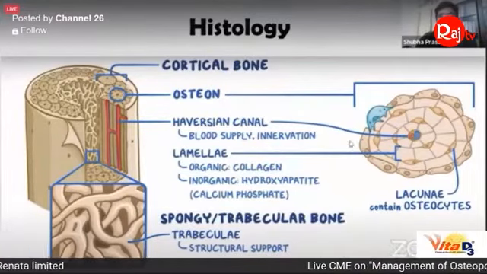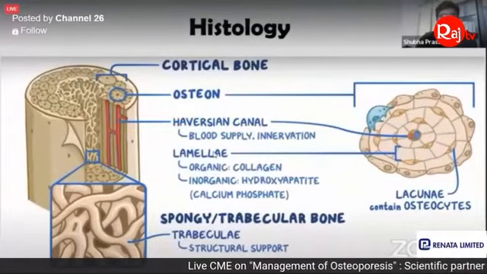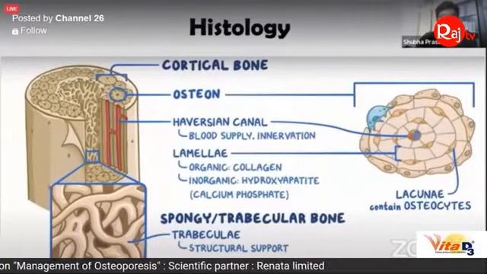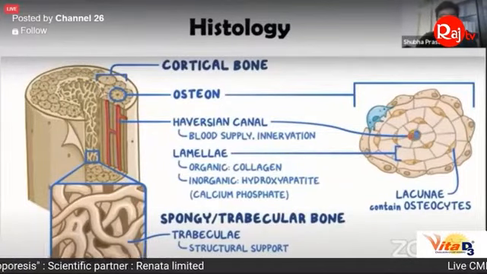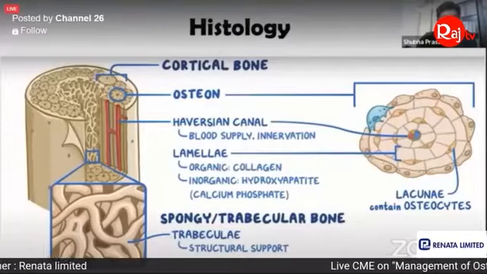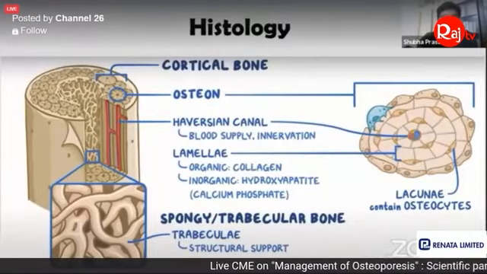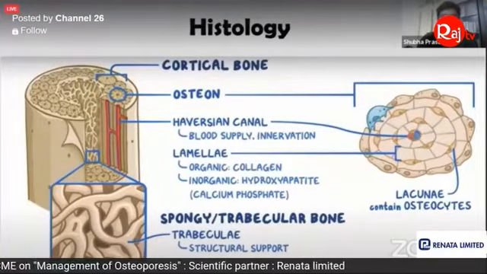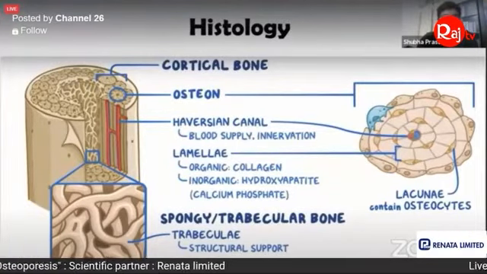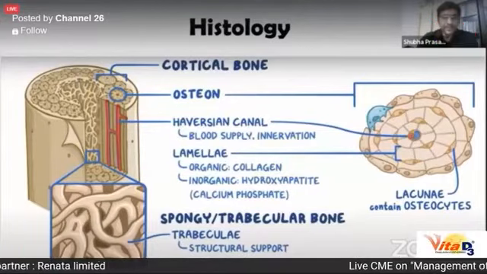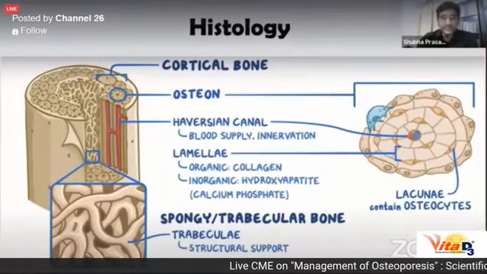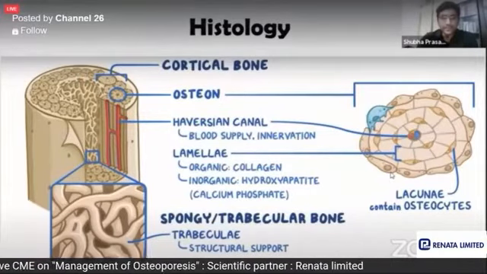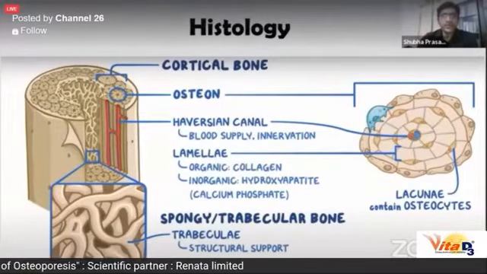The Haversian canal contains the blood supply and innervation of the bone. Around the Haversian canal, there are concentric lamellae, a bit like tree rings. The lamellae have an organic part, mostly collagen, and an inorganic part, hydroxyapatite crystals, mostly calcium phosphate. In between two lamellae, there are spaces called lacunae, which contain bone cells called osteocytes.